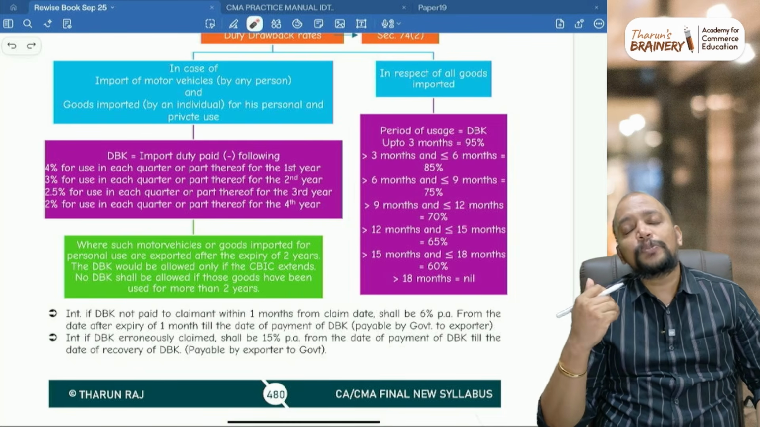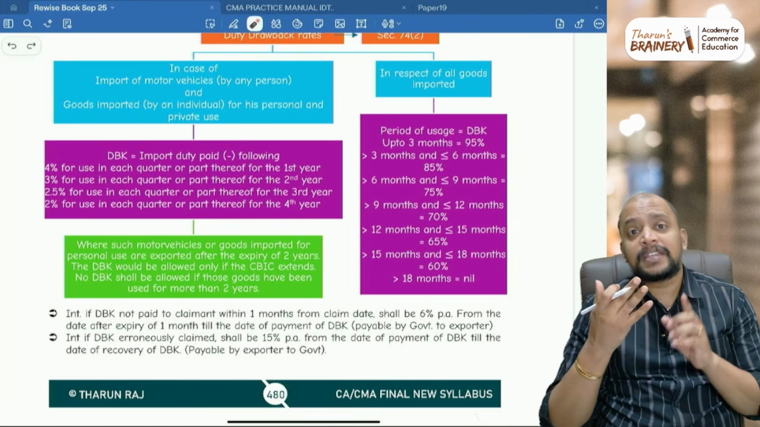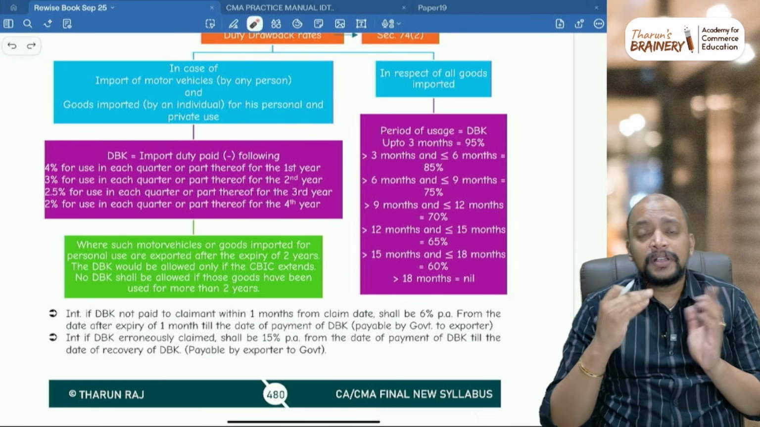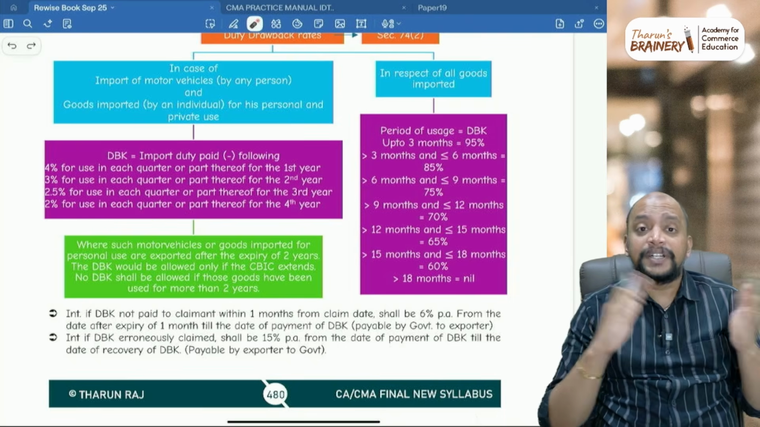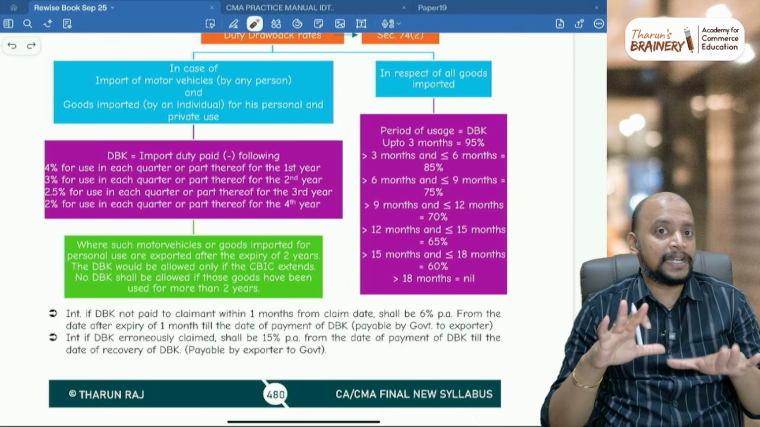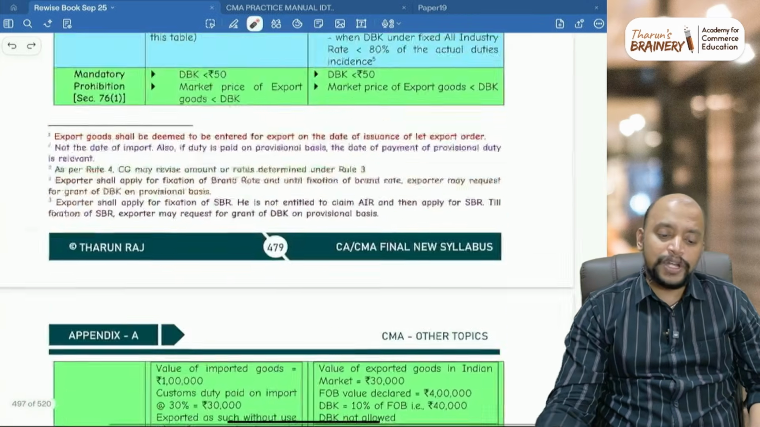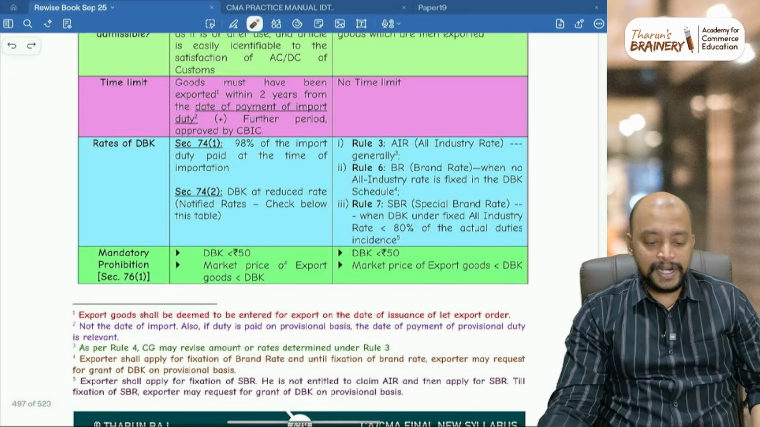For example, if you paid customs duty on 18th March, then 18th March to 18th April, May, June. So 18th June will be counted as 1 quarter, like that. So date to date, the 3 months should be counted as 1 quarter here, not the calendar quarter. This is duty drawback under section 74 subsection 2 at the reduced rates.